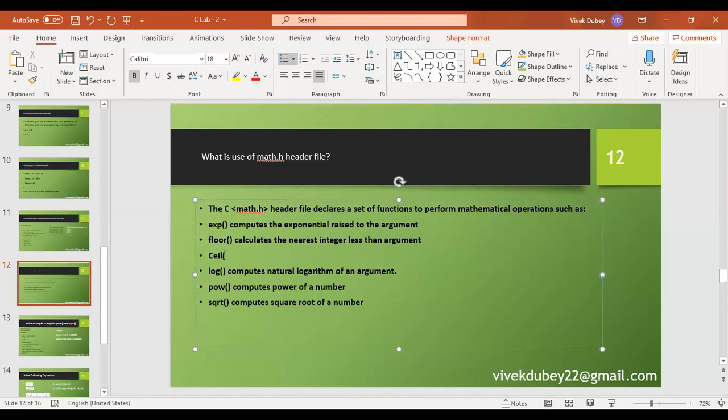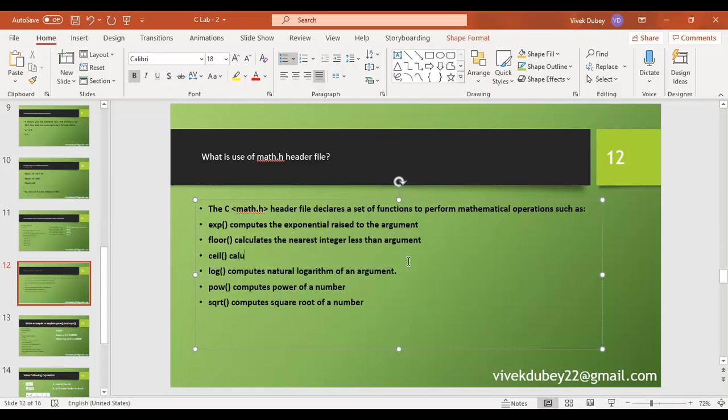Ceil is there. Now this is actually calculating the nearest integer. So what is it calculating? That is going towards the other side. So here we will get a ceil for the largest integer number. So this calculates the largest integer.